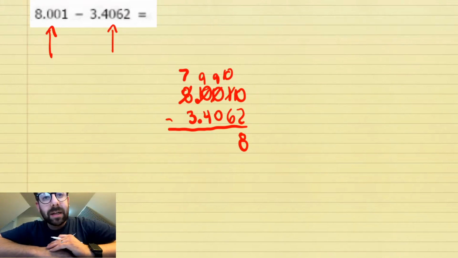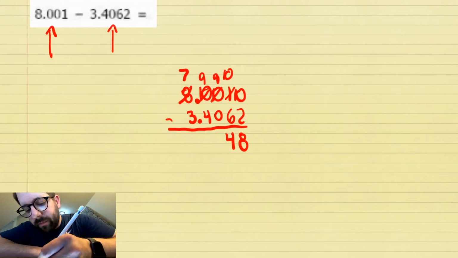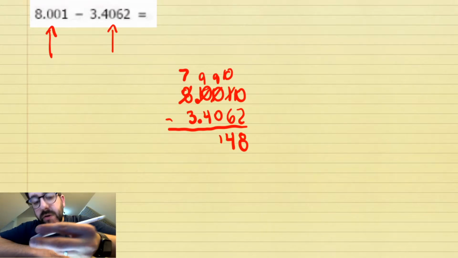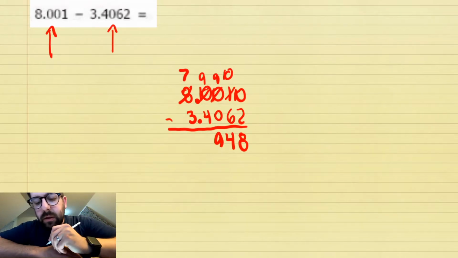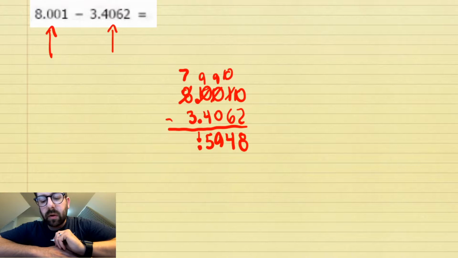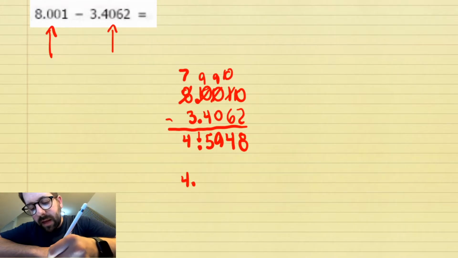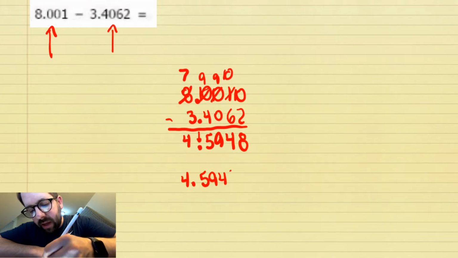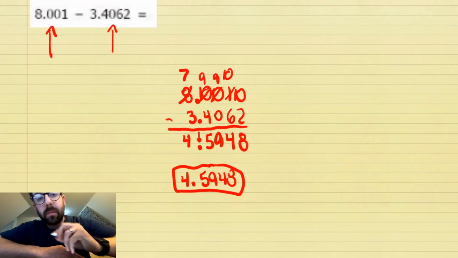So now I'm going 10 minus 6. Well, that's 4. Next one, 9 minus 0. That's 9. That's nice. 9 minus 4. That's 5. That's nice. The decimal comes straight down. Perfect. You can see my little arrow there. And then 7 minus 3. Well, that's 4. And so my answer is going to be 4.5948. All right. That's the number we're expecting.